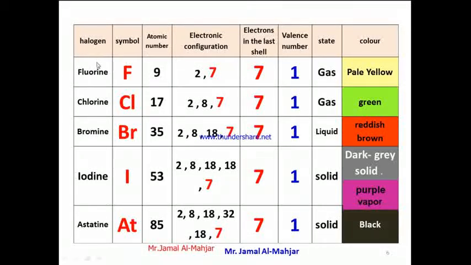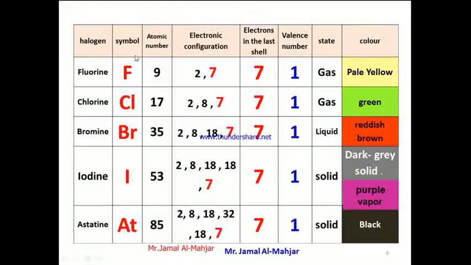The first element, the name is fluorine. The symbol is F. How many electrons? What we call the atomic number here. So it has 9 electrons. The second one, chlorine, has 17 electrons. Bromine has 35 electrons. Iodine has 53 electrons. Astatine has 85 electrons.